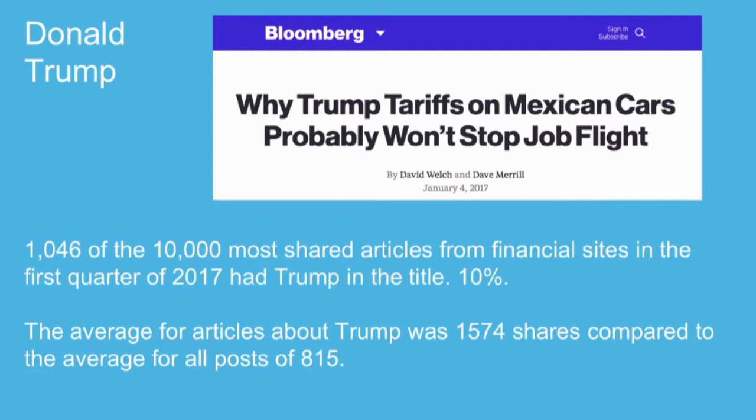What was also interesting is that the average for articles about Trump was twice as high in terms of shares as for other articles in financial services. So he's a powerful topic. Obviously, he's controversial. It's potentially divisive, etc. But it's a topic which has impact in that sector at the moment.